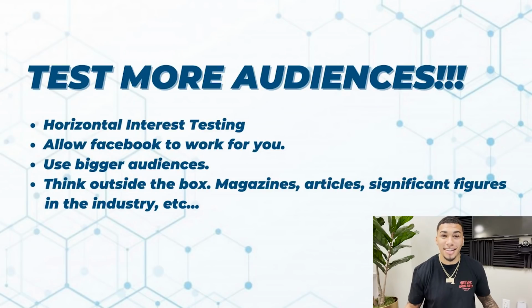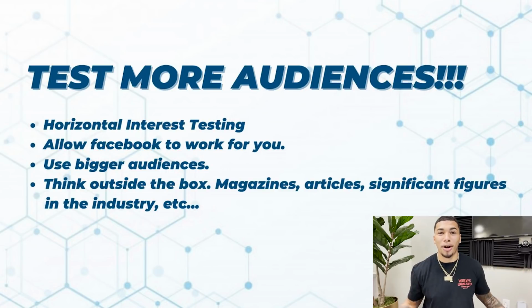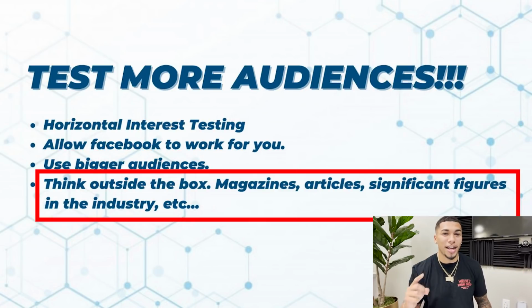So remember, test, test, test. You can't just have one or two things working for you. You need to allow multiple different things to work for you by doing horizontal scaling. You want to use bigger audiences, so your audience size, you want it to be between 5 million and 80 million. And it's a perfect time to think outside the box and be creative, as you can find so many different things that can work for you.